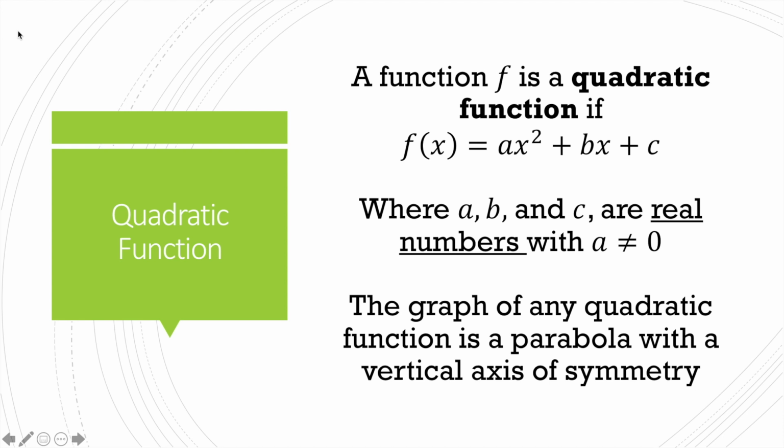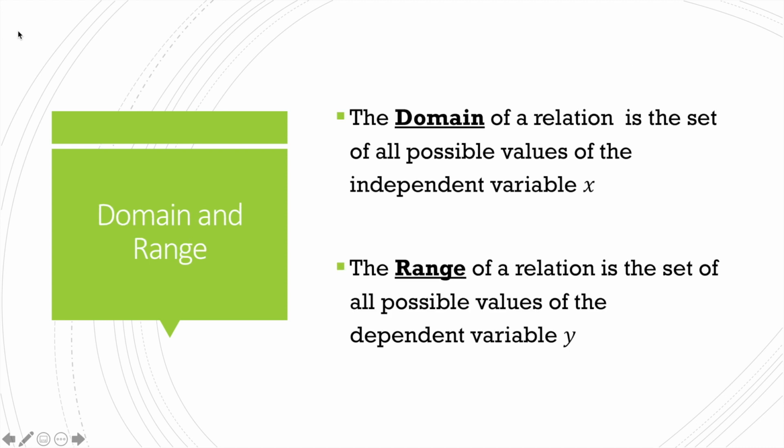So we're going to be looking at quadratic functions. And quadratic functions are of the form f of x equals ax squared plus bx plus c. Okay? And that means a, b, and c are the coefficients on our variable terms where c is the constant. And the graph of any function that takes on this form is going to be a parabola. And all parabolas have a vertical axis of symmetry.